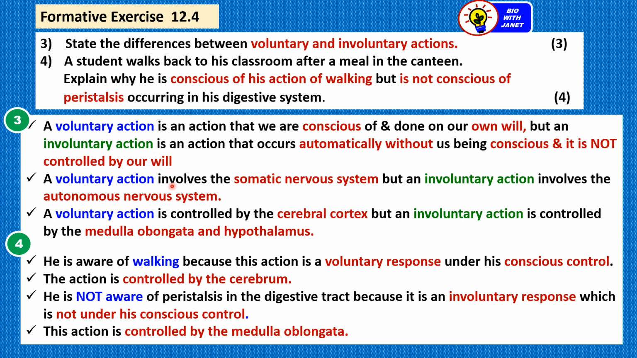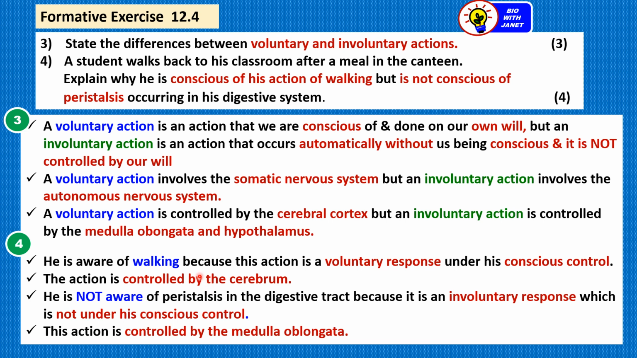Now, second difference, a voluntary action involves the somatic nervous system, but an involuntary action involves the autonomous nervous system. Third difference, a voluntary action is controlled by the cerebral cortex, but an involuntary action is controlled by the medulla oblongata and hypothalamus. Okay. Next, a student walks back to his classroom after a meal in the canteen. Explain why he is conscious of his action of walking but not conscious of peristalsis occurring in his digestive system.